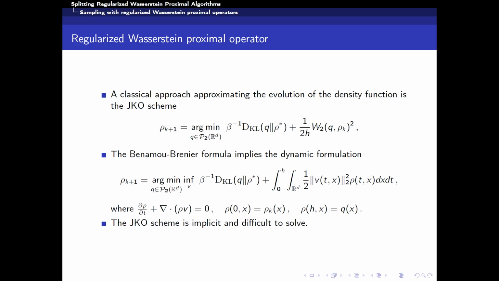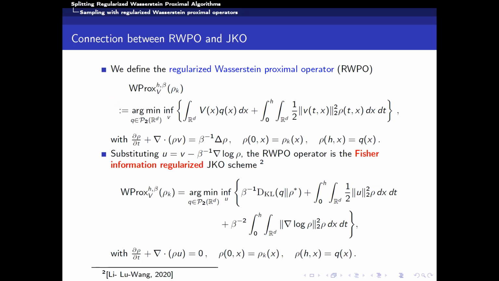And I guess in Xuefeng's talk this afternoon, or in her poster, she will also talk about some way to approximate this kind of JKO scheme by a neural network. It's going to be something very difficult to do. However, something we can do to approximate this JKO scheme is to think about the so-called regularized Wasserstein proximal operator, something that has been mentioned many times, at least twice in this workshop.